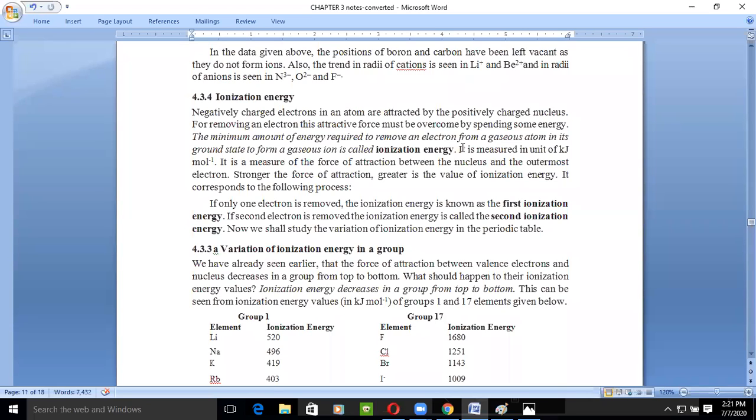So this thing you have learned in the previous chapter. What is the threshold frequency? What was the threshold frequency? The minimum energy which is required to remove an electron from the atom.